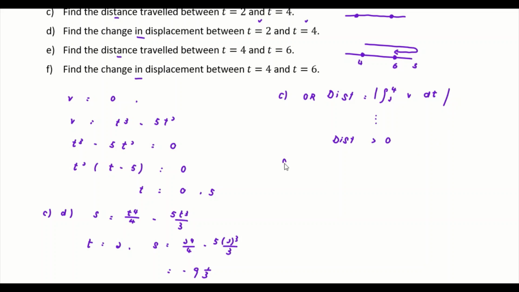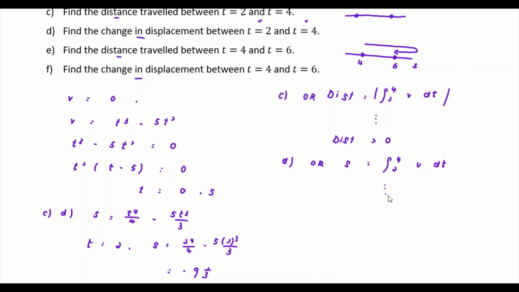Okay, so for D, you don't need to do anything. Basically, it's just the same thing. The change in displacement will be just equal to the integral from 2 to 4 of v dt. Then you'll be able to get your answer already. So you should get the exact same answer as what you got here.